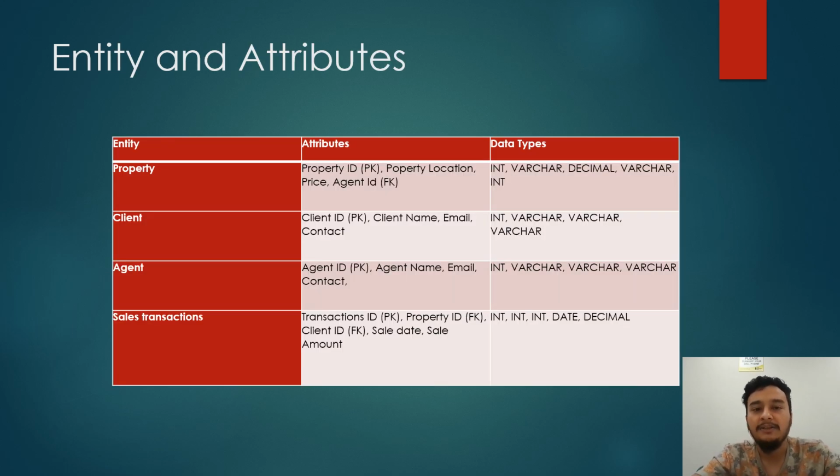There are various entities and attributes defined in this database design. There are 4 entities: property, client, agent and sales transaction. They have their own attributes. Property has property ID, property location and agent ID, and the client has client ID, client name and email. The agent has agent ID, agent name, email and contact, whereas sales transaction has transaction ID, property ID, client ID and sales date. We can also see the data types, some of them are integers, some are decimal, some are varchar, depending on whether they are phone number, name or email.